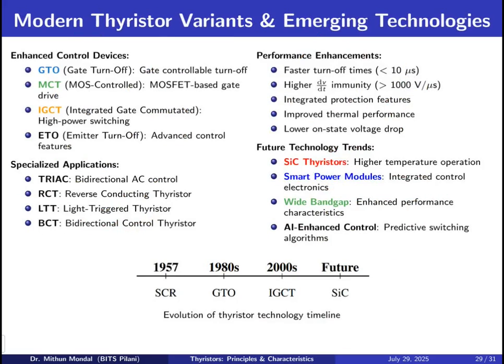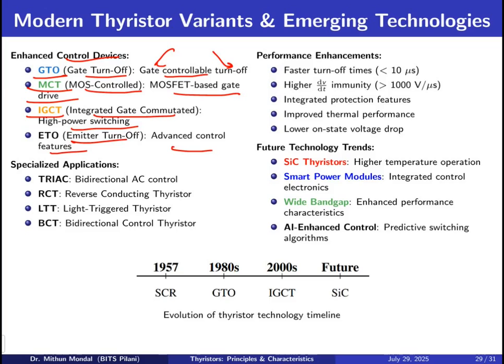Now, what are the modern thyristor variants and what are the emerging technologies? If you talk about the enhanced control devices, there is another family of thyristors which is GTO, gate turn off thyristors. This can be controlled by the gate to be turned off. MCTs are basically MOS controlled, metal oxide semiconductor field effect based devices, and IGCTs are integrated gate commutated thyristors, which are for high power switching. There are emitter turn off thyristors also, which have advanced control features.